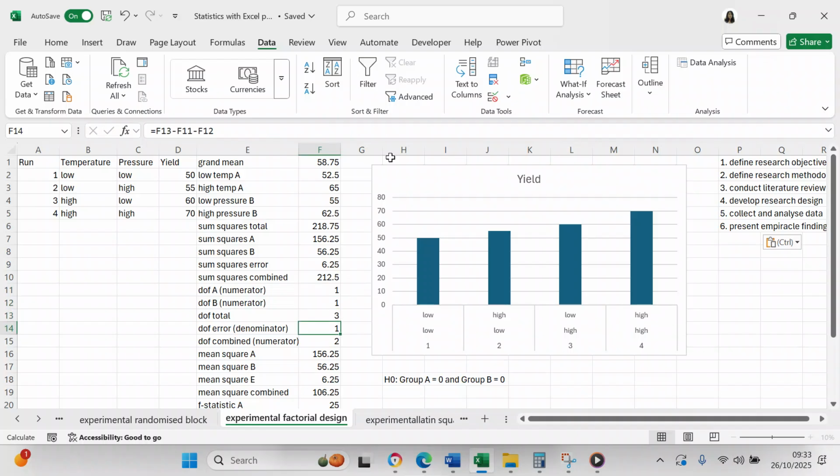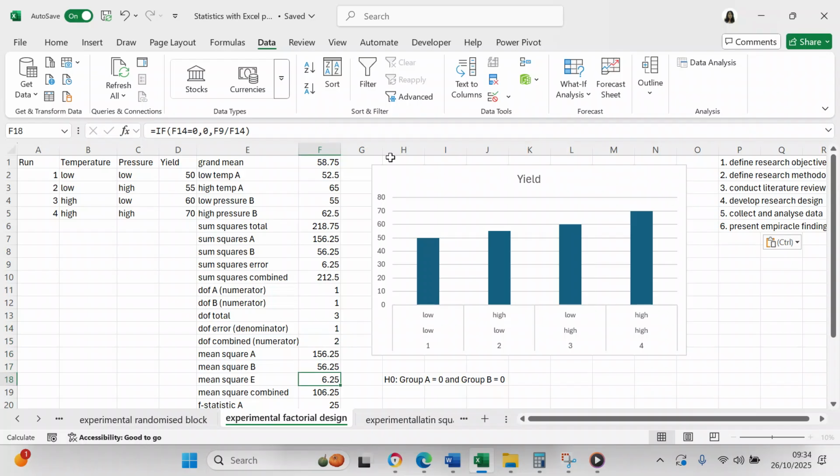You've got your degree of freedom error, which is your denominator, is F3 minus F11 minus F12. You've got your degree of freedom combined numerator, which is F11 plus F12. You've got your mean squared A, which is F7 divided by F11, is 156.25. You've got your mean squared B, which is F8 divided by F12, which is 56.25.